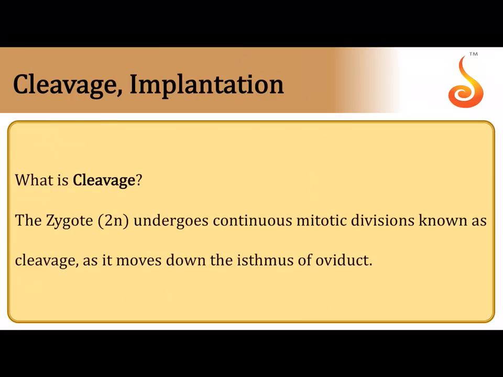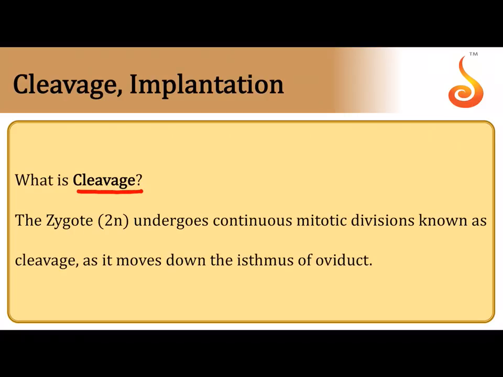So now we have completed fertilization. In the ampulla, fertilization has happened, a zygote is formed. What is this zygote containing? The zygote has how many chromosomes? The zygote has, yes, 23 plus 23, 46 chromosomes, isn't it? So now we are going to see what happens to the zygote.